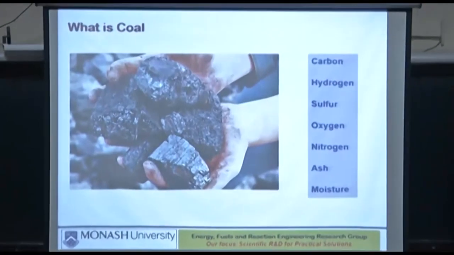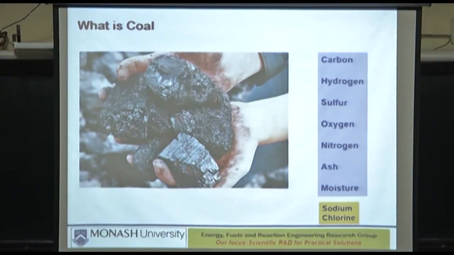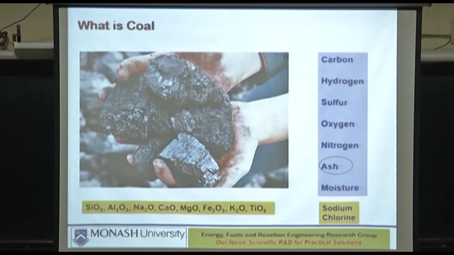So the reason I showed those in here is that, apart from that, of course, we have the alkalis, sodium and chlorine, together with sulfur, and of course ash. So let's see what happens to all of this during gasification. And by ash, if you can recall, this is what is in ash. That's how we express the composition of the different compounds of the different elements in the ash.